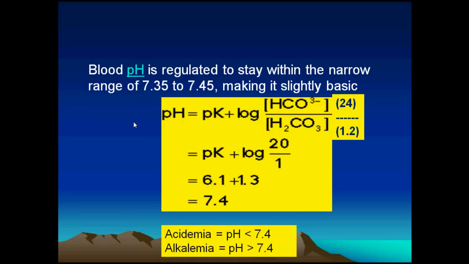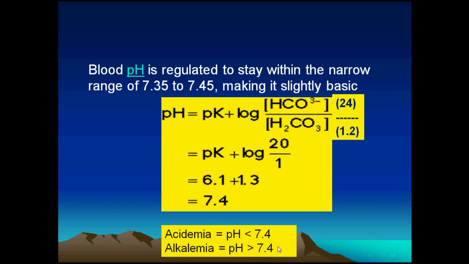When you look at this Henderson-Hasselbalch equation, the pK, which is the dissociation constant of carbonic acid, in addition to the molarity factor, gives you the value 6.1. But this is plus the logarithm of bicarbonate over carbonic acid. Usually the bicarbonate is 24, and carbonic acid, as I mentioned before, is 1.2, so the ratio is 20. The logarithm of 20 is 1.3. When you add this together, the pH is 7.4.